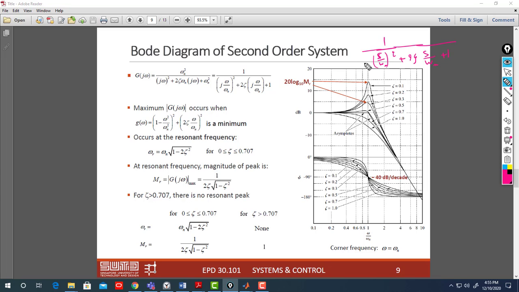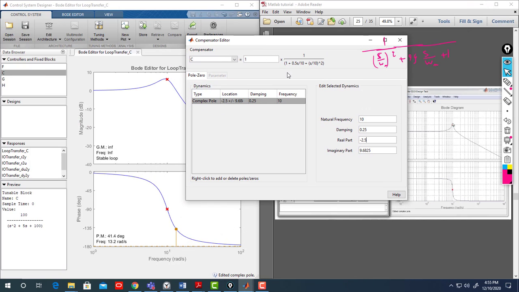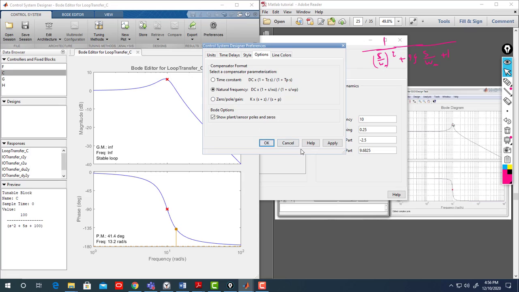That's your form. That is your form: s over omega n, which is 10, squared, plus 2 zeta s over omega n, which is 10, plus 1. That's the form that we are using because we said references use the natural frequency form.